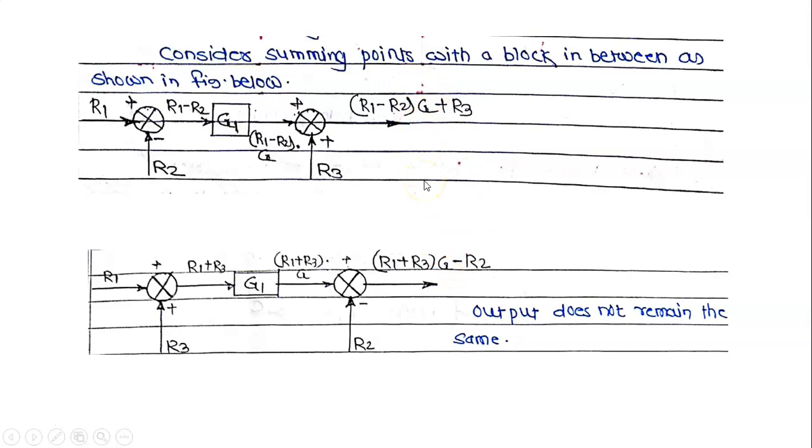That means, to follow the associative law, or if we want to apply the associative law for the two summing points, the two summing points must be directly connected with each other. There should not be any block or any takeoff point between the two summing points. Takeoff point is also known as feedback signal or feedback point.